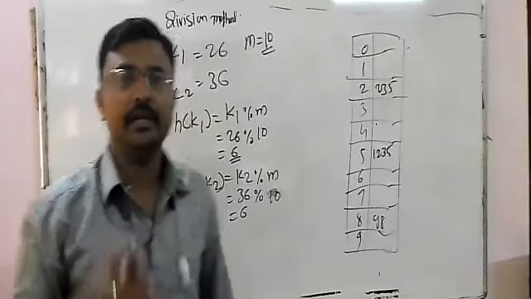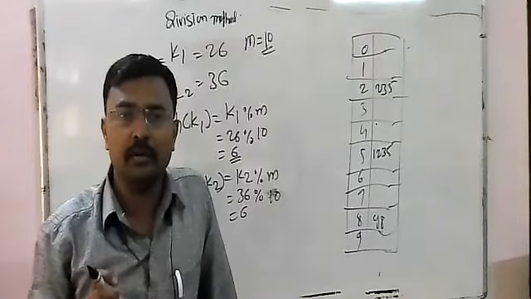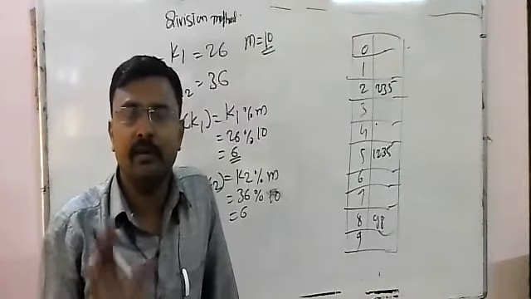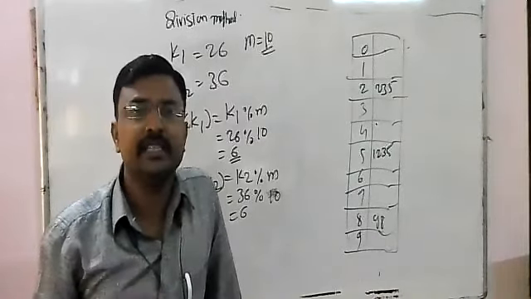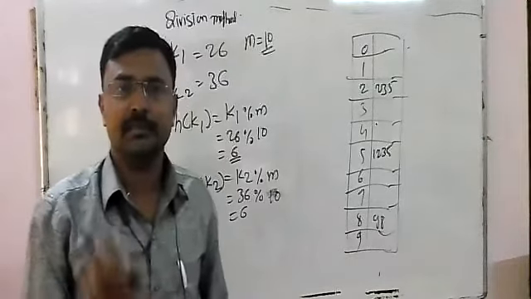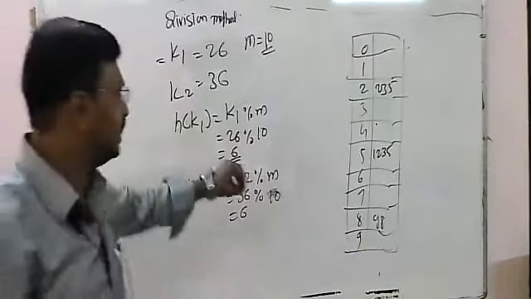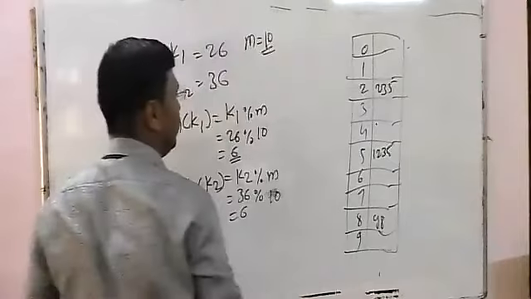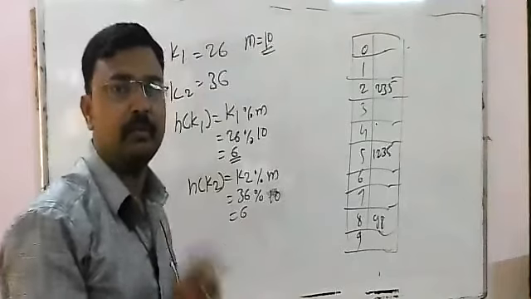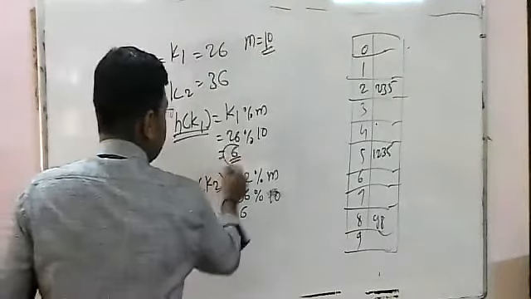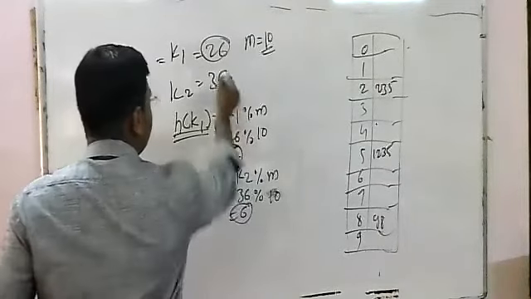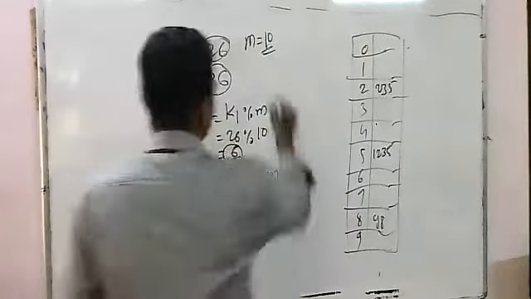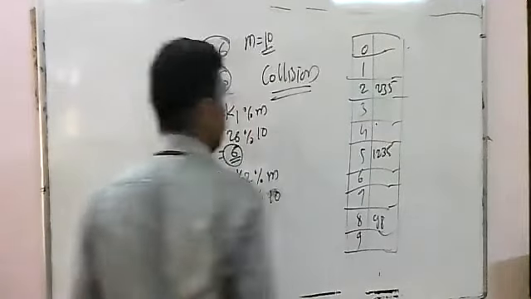Means what? Here you may get the same hash value for different key values. Hash value may be the same for different key values. Okay, this is the main drawback of your hashing technique. And if such a condition occurs in your hashing, means what? Same hash value for different key values. See, this is the hash value for your 26, and this is the hash value for your 36. Both are having the same hash value. If such a condition occurs, it is called a collision.